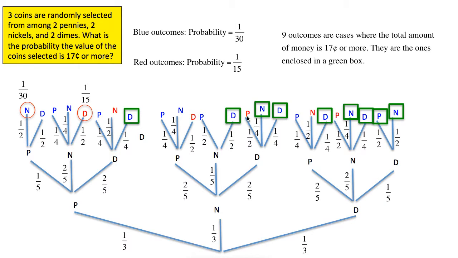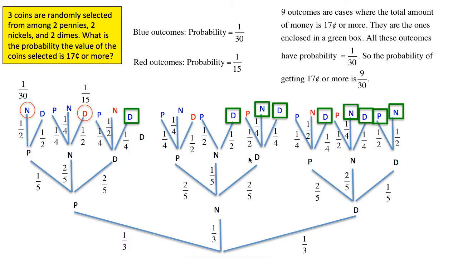The outcome beside it does not have a green box around it because a nickel, a dime, and a penny is just 16 cents. Similarly over here, penny, nickel, penny is only 7 cents. But this one, penny, dime, dime, is 21 cents, so it has the green box around it. So again, verify, make sure you agree that the outcomes that do produce at least 17 cents are the ones that have the green boxes.